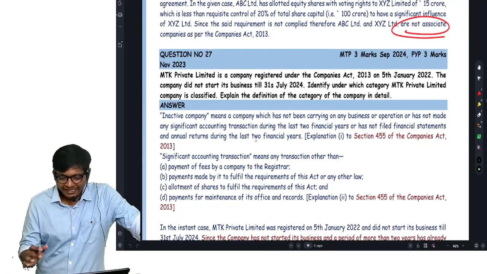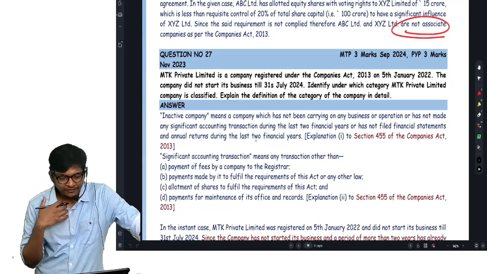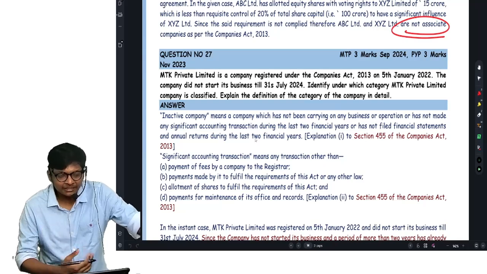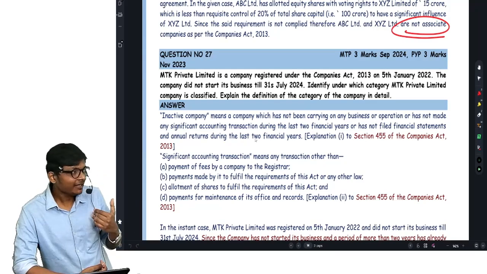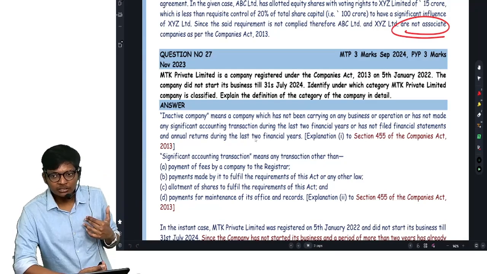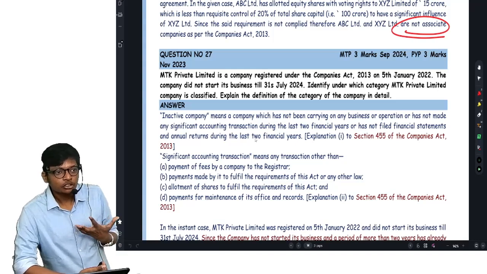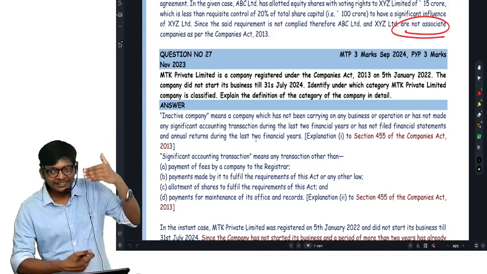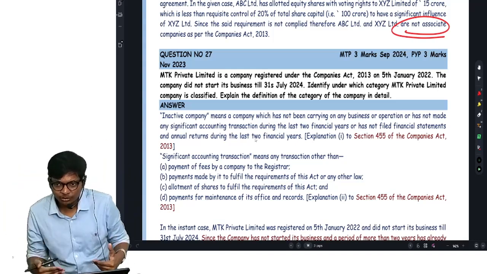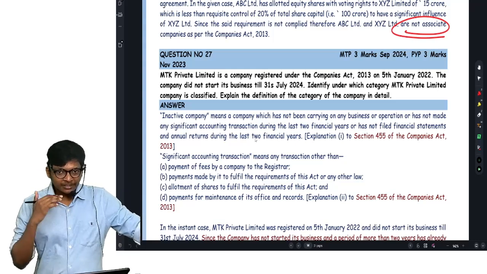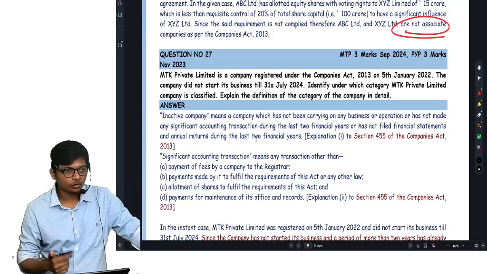They will not ask this directly in foundation, inter, or final. But somewhere in the question they may use the term investing party. You should not get confused. Holding, subsidiary, investing party, associate. That's it. Remember this for life. It will come in inter and final. Okay.